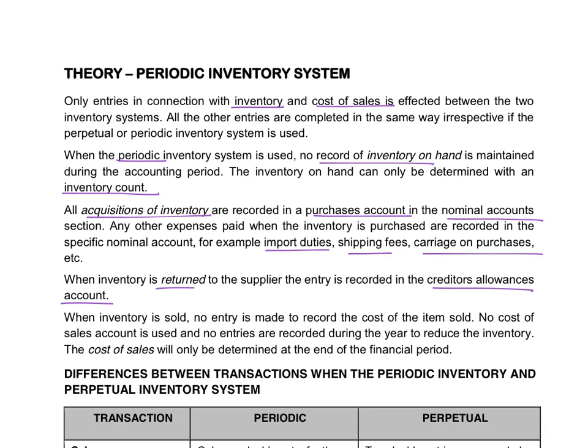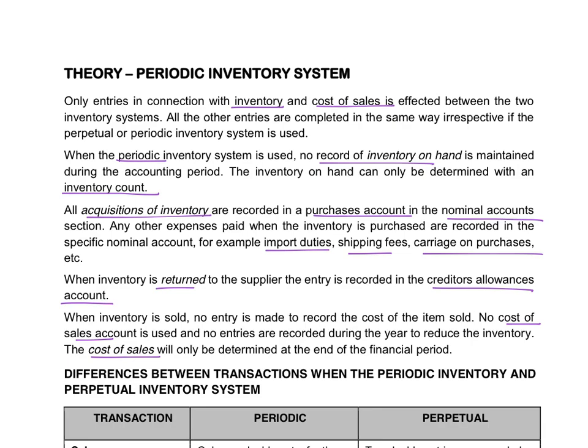When inventory is sold, no entry is made to record the cost of the item sold. So no cost of sales account is used when we record any entries when the periodic inventory system is used. The cost of sales will only be calculated at the end of the year, doing a calculation to take the opening inventory plus purchases less closing inventory into account to determine what was the cost price of all the goods sold.